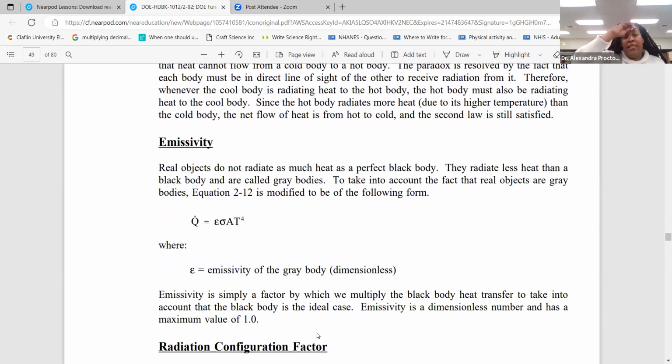Emissivity: real objects don't radiate as much heat as the perfect black body. They radiate less heat than a black body, and they're called gray bodies.